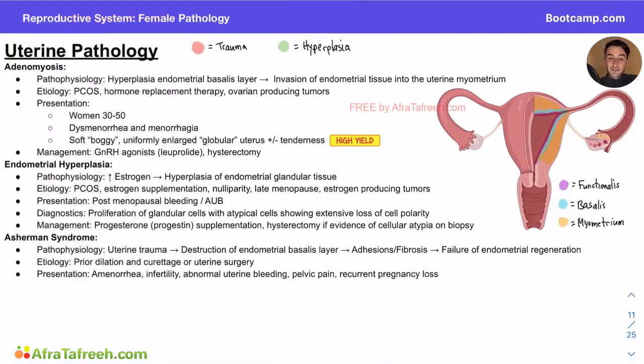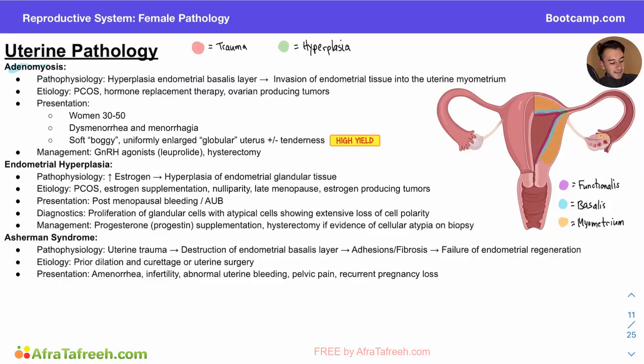So now that we've talked about that review, I also want to mention that I'm going to be highlighting things in red, which emphasizes trauma as the inciting portion of our pathology, and I'm also going to be highlighting things in green, which signifies hyperplasia. So there are going to be two layers of highlighting going on: the layer we're talking about in terms of the uterine layers, and then red or green for trauma or hyperplasia. So let's get started by talking about adenomyosis.